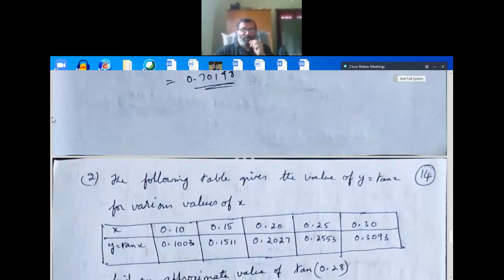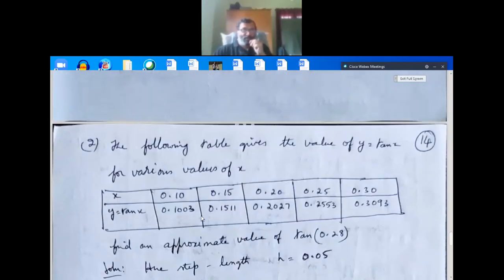The following table gives the values of y equals tan x for various values of x. So x equals 0.10, 0.15, 0.20, 0.25, 0.30. Y equals tan x is given 0.1003. It is given in the question. When x equals 0.15, 0.1511. When x equals 0.20, 0.2027. When x equals 0.25, y equals tan 0.25, 0.2553. When x equals 0.30, it is 0.3093. Find an approximate value of tan of 0.28.